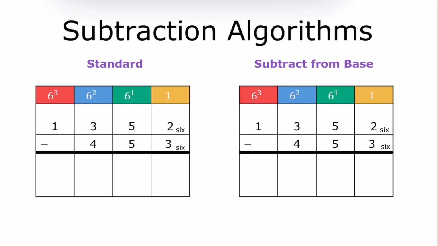So if I had 1352 base 6 minus 453 base 6, I would start with my ones column and I would say, okay, well, I can't do 2 minus 3. So I'm going to borrow from my 6's column, which means that I'll only have 4 in my 6's column. And then I'll have 1, 2 in my units column.